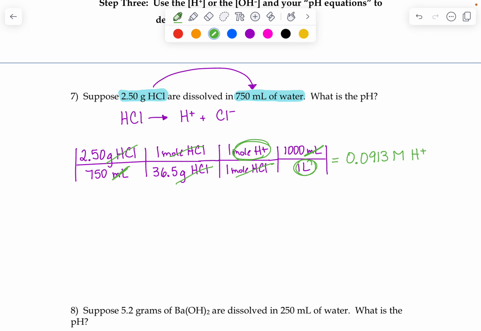So if you know the molarity of H+, and this question is asking us to find the pH, you can find the pH by doing the negative log of your H+ concentration. If you do the negative log of 0.0913, you'll get a pH of approximately 1.04. Always a good idea to check your pHs and say, does this pH make sense for the chemical I'm being given? So HCl is an acid, so yeah, it should have a low pH. That's logical. Let's try one more.